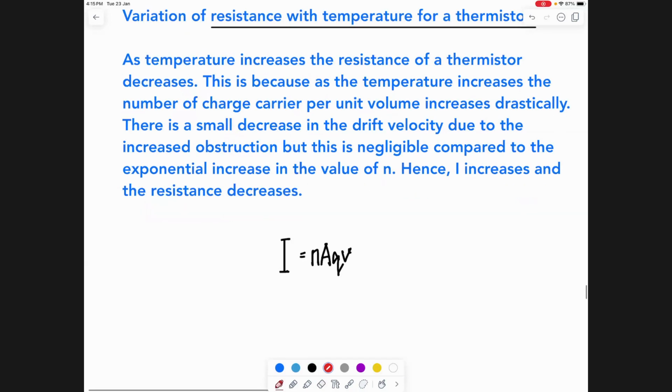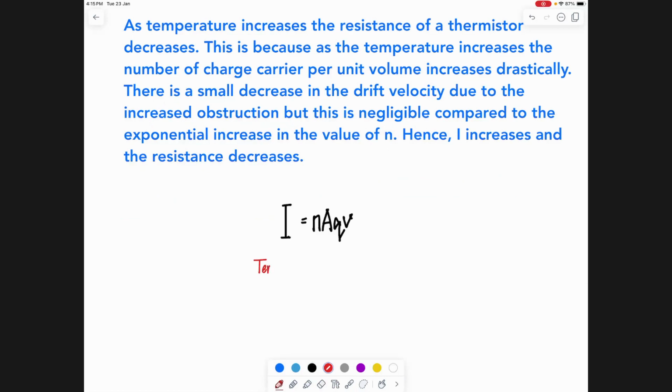What happens is, as temperature for a thermistor increases, does the cross-sectional area change? No, so that's constant. Does the charge of an individual charge carrier increase? No, they're still electrons. So what happens to the drift velocity when the temperature of the material increases? It decreases, there's no alternative to this. As temperature increases, the positive ions will be vibrating more vigorously, so the electrons will slow down.